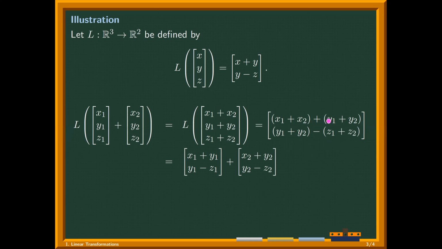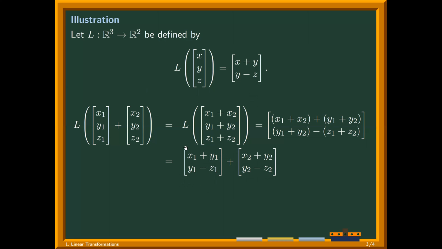So we just manipulate this 2-vector. What we do is we combine all terms with subscript 1 and do the same for all terms with subscript 2. So x1 plus y1 plus x2 plus y2. Here, we take y1 minus z1 plus y2 minus z2. And that can be written as a sum of two vectors. The first vector with components x1 plus y1 and y1 minus z1. The second with x2 plus y2, y2 minus z2.